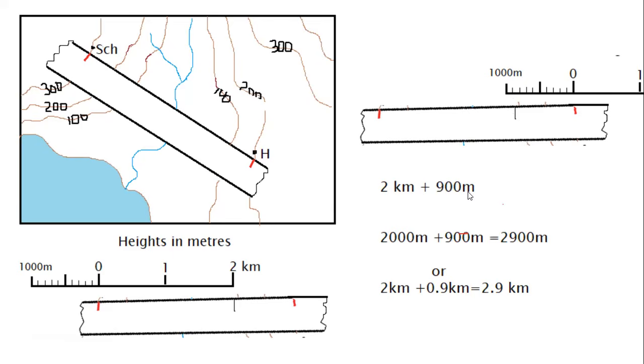Sometimes we're asked to express everything in meters. If we're asked to express everything in meters, then we would simply convert these 2 kilometers to meters, which would be 2,000 meters. So it would be 2,000 meters plus 900 meters, which would give us 2,900 meters. Or if we're asked to express it in kilometers, then we already have our 2 kilometers, and we know that this length is 0.9. And so when we add up, we get 2.9 kilometers.